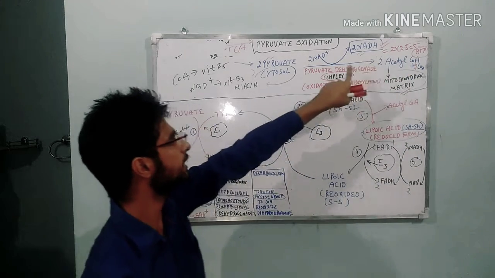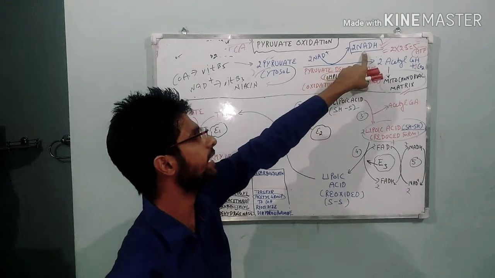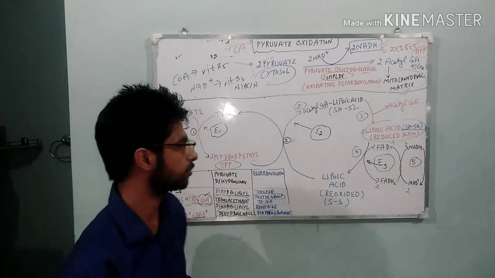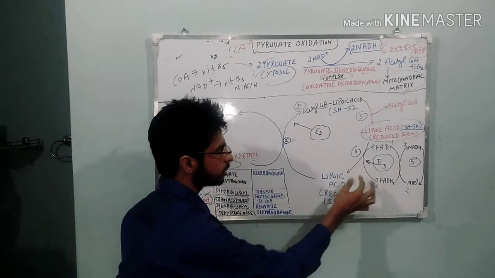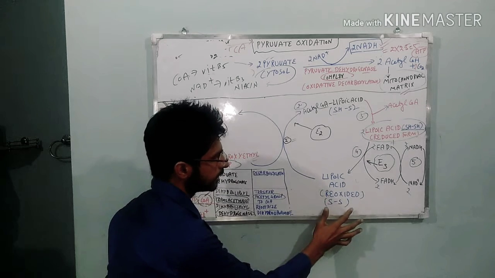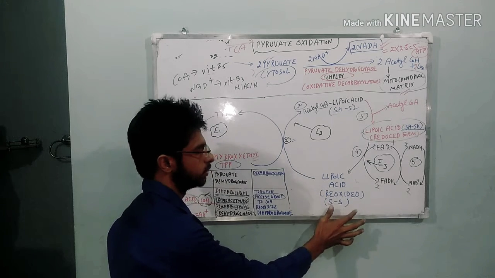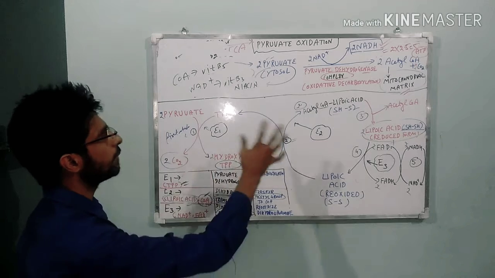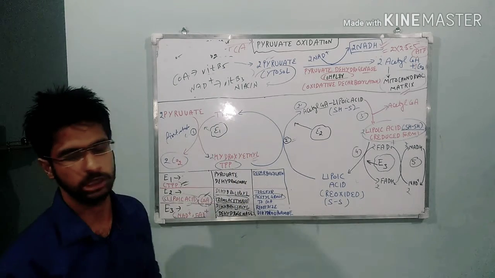That's why finally we get the 2 NADH and we get the 5 ATP from this step. And the lipoic acid is going to be reoxidized to SS. There is no hydrogen present. So this is the complete phenomenon of the pyruvate oxidation.